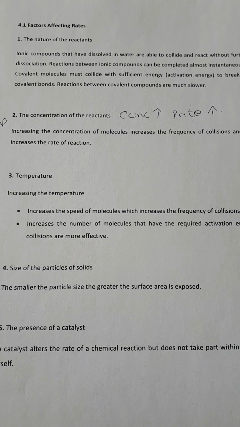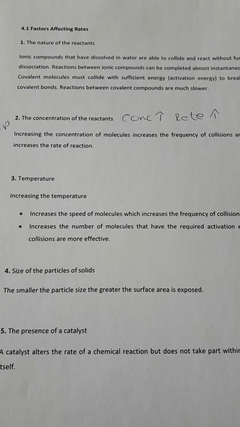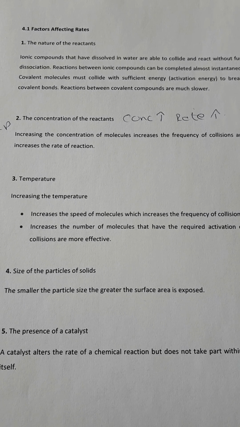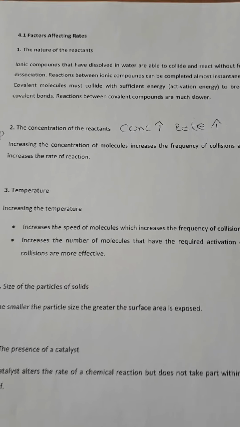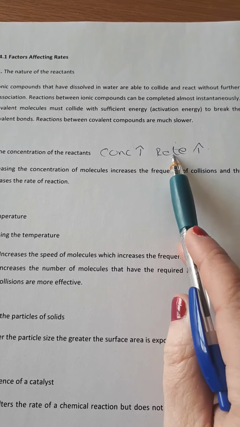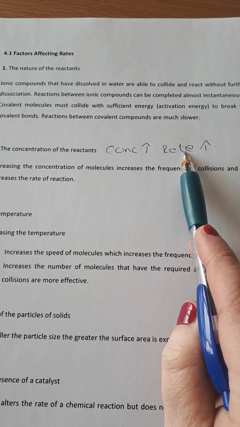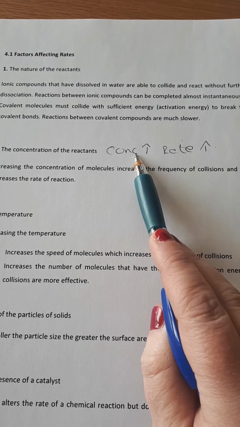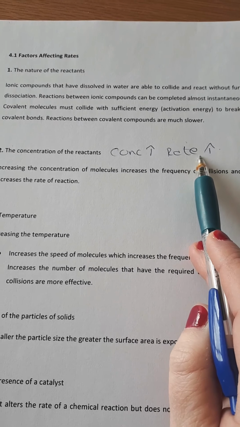The next factor I'm going to talk about now is the concentration of the reactants and how the concentration of the reactants affects the rate of a reaction. Now I've written here in my notes, concentration increases, rate increases. So when one goes up, typically the other one goes up also. So as you increase the concentration of your reactants, the rate of the reaction also increases.